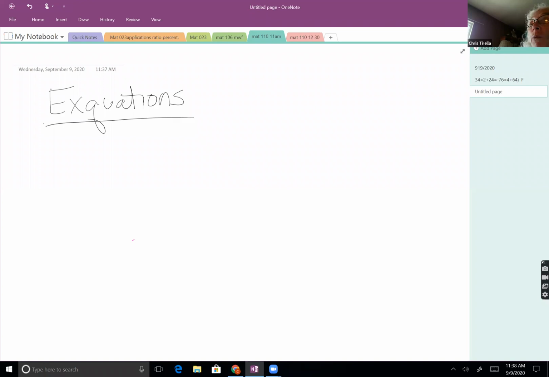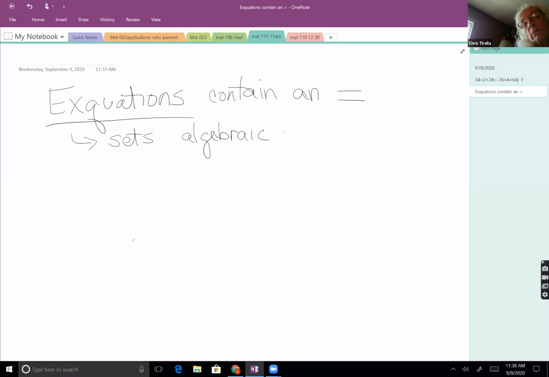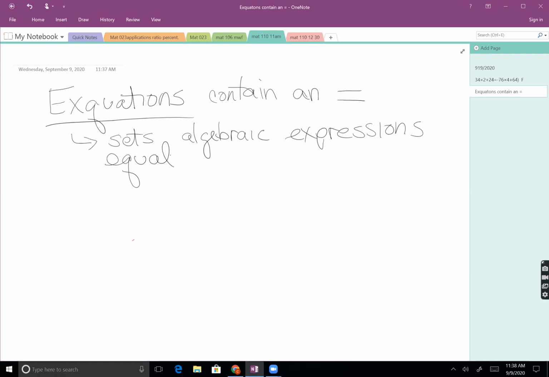When you look at them, how do you know which is which? An equation has an equal sign. Equations contain an equal sign. An equation sets algebraic expressions equal. And we're not going to look at solving equations for a little while. We're going to just lay out a little bit more groundwork. But in the homework, you're going to see problems that involve a formula.